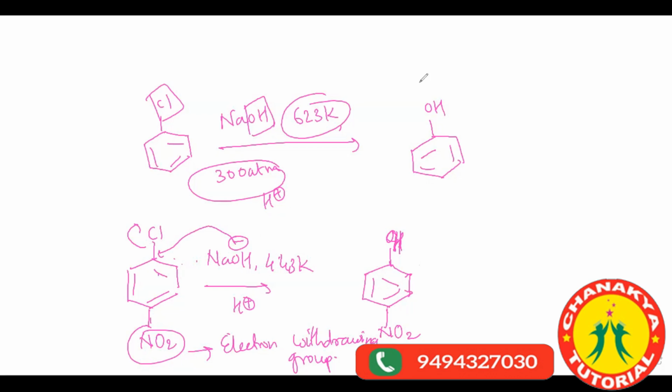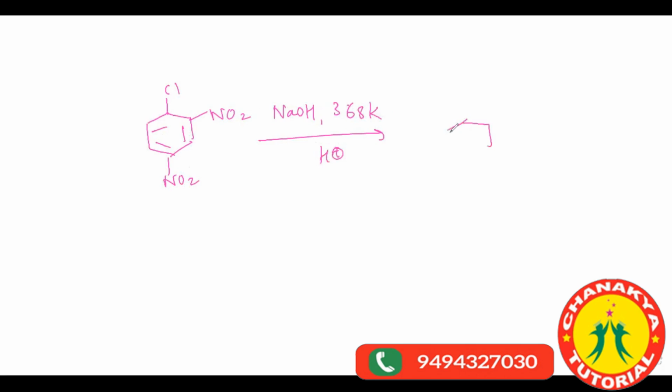How, I'll let you know. If instead of one nitro group, there would be 2 or 3 nitro groups present on the benzene ring, it will increase the rate of reaction. Suppose here is a nitro group NO2. Here is your chlorine. Here is your NO2. Again, your condition becomes easier. Obviously, you need NaOH. Apart from that, you have to reduce the temperature to 368 Kelvin. And H plus you need to introduce to balance it later.